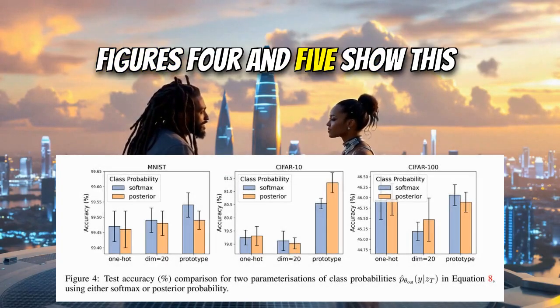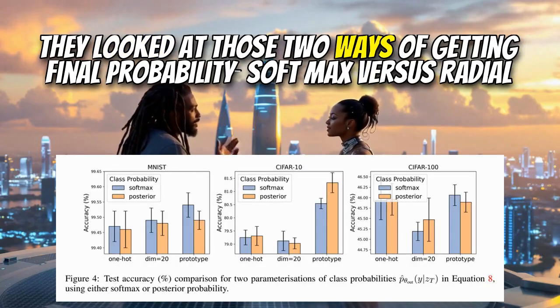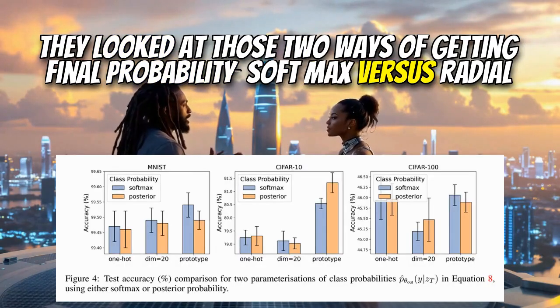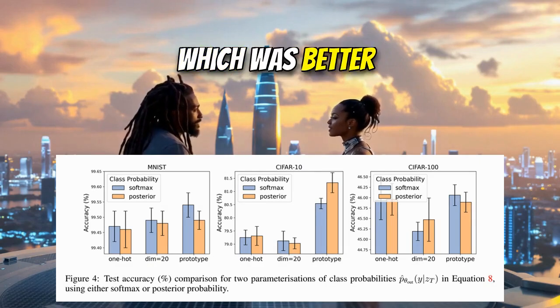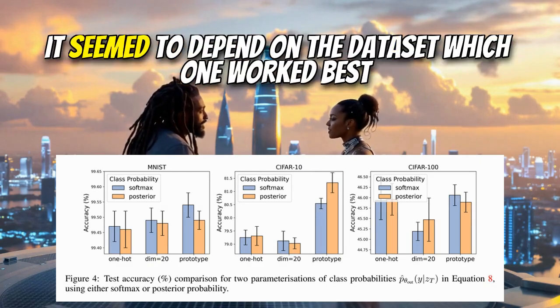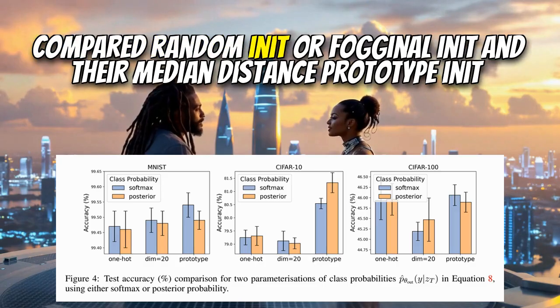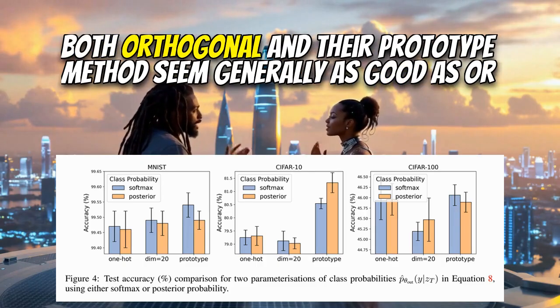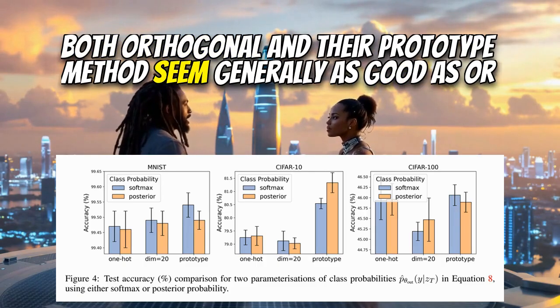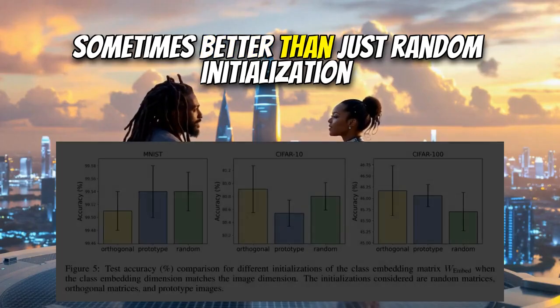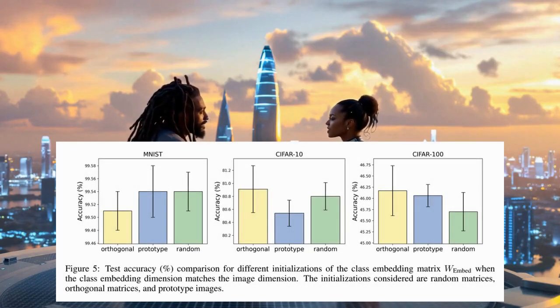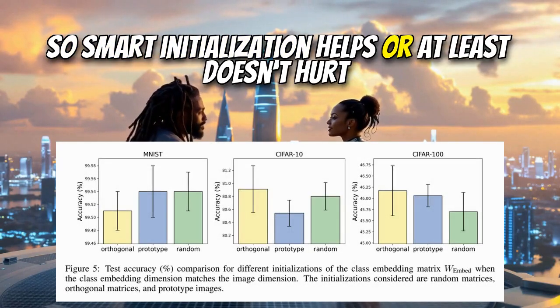They did. Figures 4 and 5 show this. They looked at those two ways of getting final probabilities, softmax versus radial distance. Yeah. Which was better? No clear winner, actually. It seemed to depend on the dataset which one worked best. Huh. They also looked at initializing the class embeddings in that image prototype setup, and compared random init, orthogonal init, and their median distance prototype init. Both orthogonal and their prototype method seem generally as good as, or sometimes better than, just random initialization. So smart initialization helps, or at least doesn't hurt.